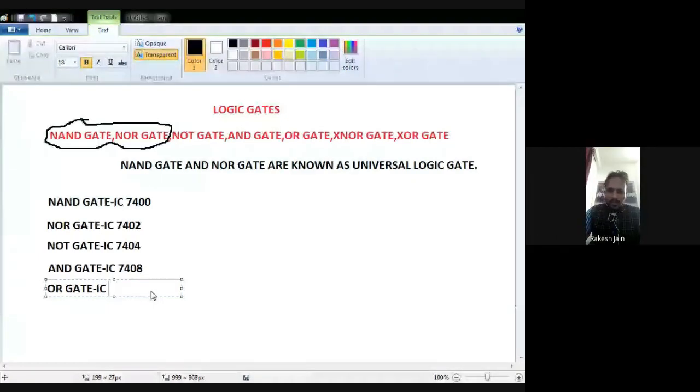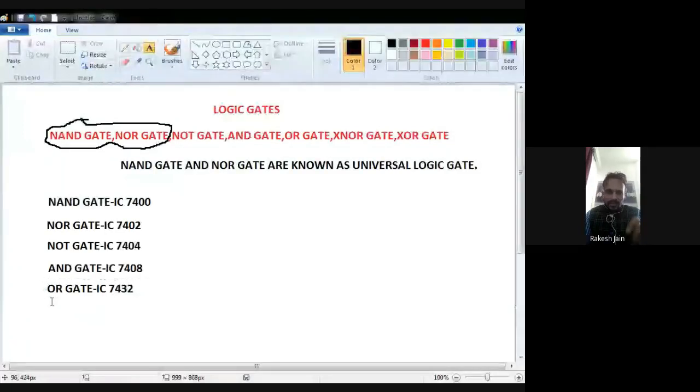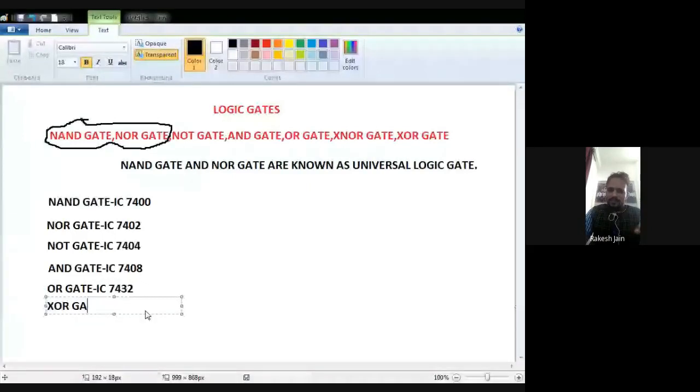7400 IC belongs to the NAND gate. Which IC do you purchase for the NOT gate? Remember, the 7402 IC you purchase for the NOR gate. These are for objective preparation: which IC belongs to which logic gate. So which IC? 7402. Which IC do you purchase for the NOT gate?